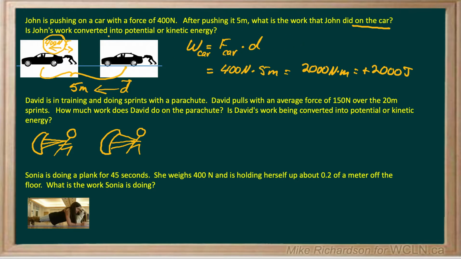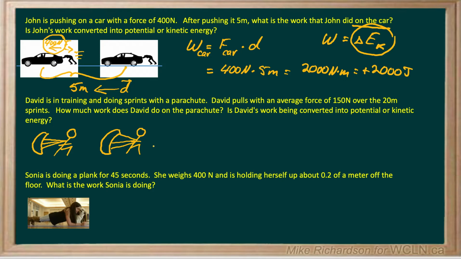Now it also asks, what kind of work did we give the car? Well, work is a transfer of energy. We did not lift the car up. We didn't give it any potential energy, but we can assume that as he's pushing it, the car is actually going faster and faster and faster. So we have given it kinetic energy. The work done went into changing that car's kinetic energy.